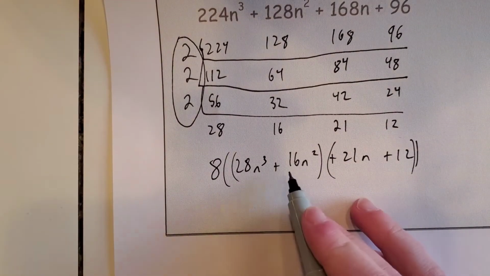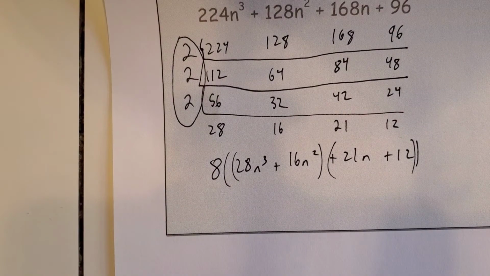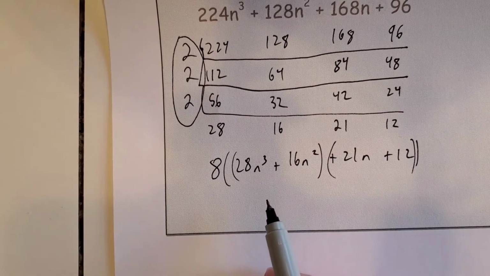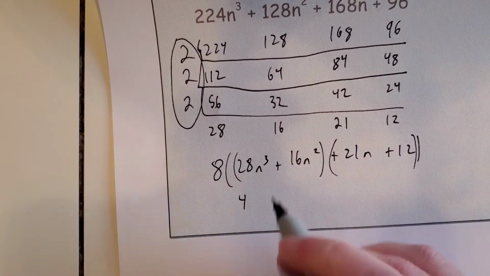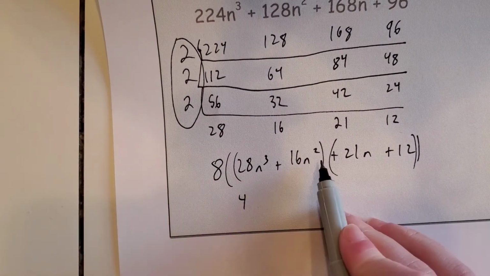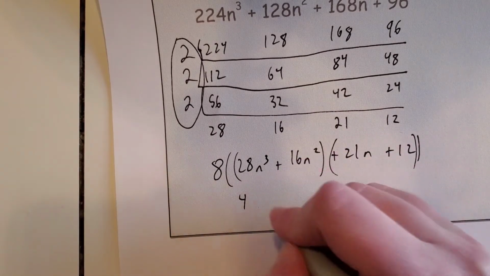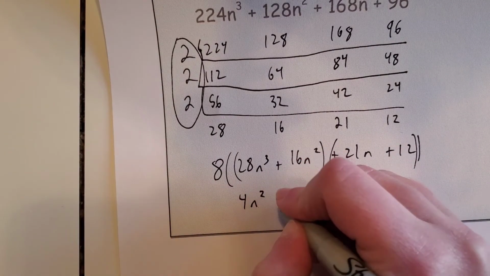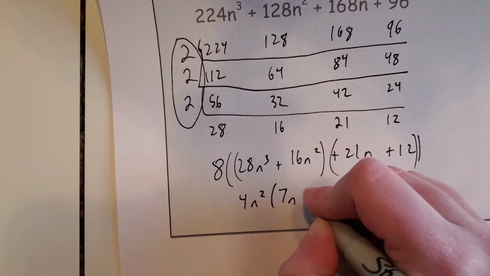So 28 and 16, what is the GCF of those coefficients? 2 would work, but 4 also works. And I think 4 is going to be it. So 4... They do both have a variable, n cubed versus n squared. The smaller of the two is n squared, so this is 4n squared. What are you left with? 7n plus 4.